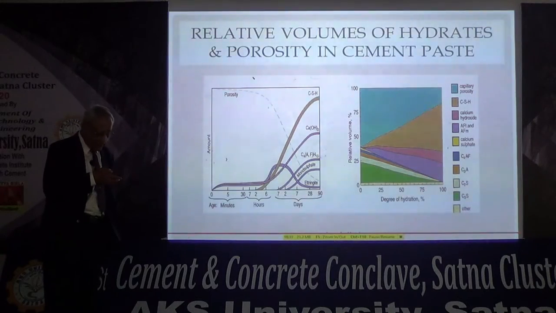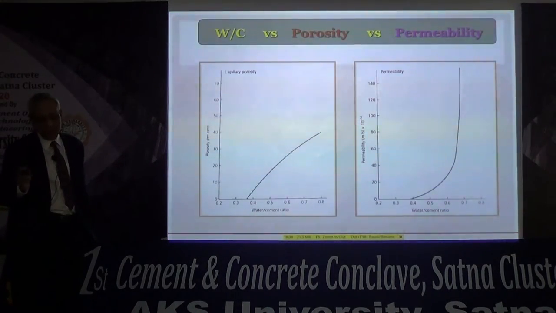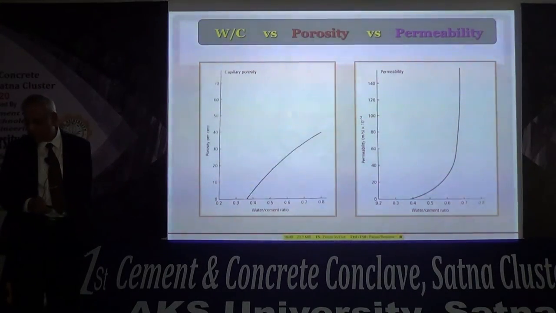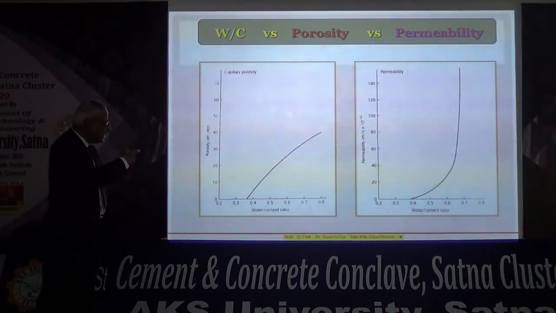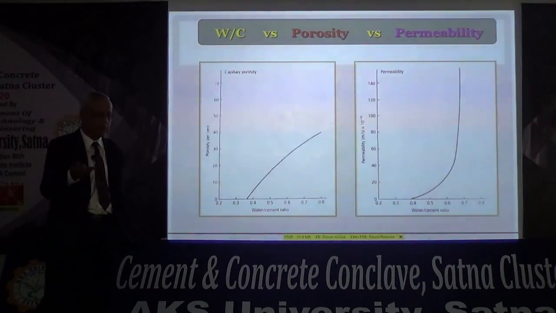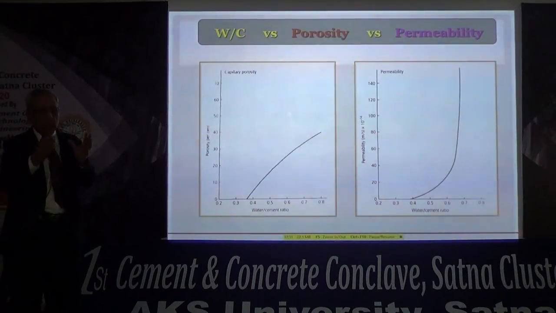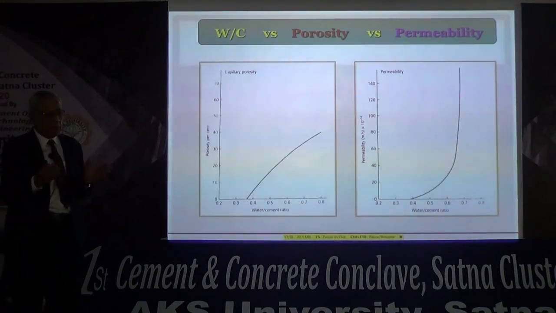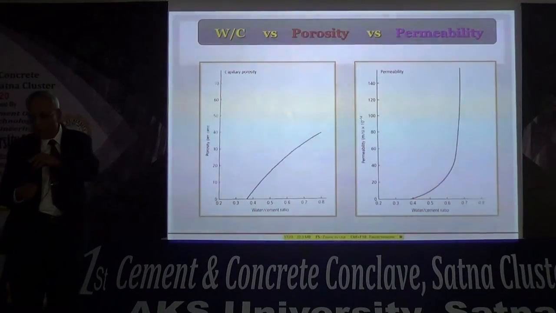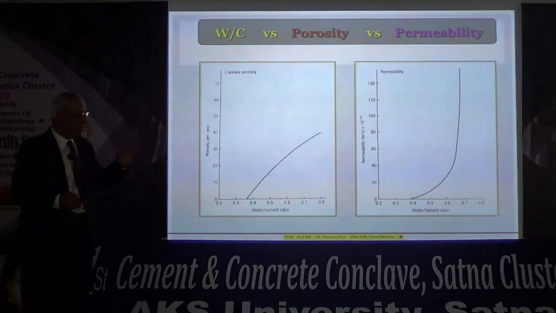And this capillary porosity brings to the fore two important issues. One is what we call the capillary porosity versus water cement ratio, and the other is permeability versus water cement ratio. Now, what is the difference between these two? Very simple. When we talk about porosity, we are talking about the pore volume within a solid mass. And when we talk about permeability, all that we are talking about is how one material enters into concrete over a period of time, or how it penetrates into the concrete. So there is a permeability and there is a porosity.